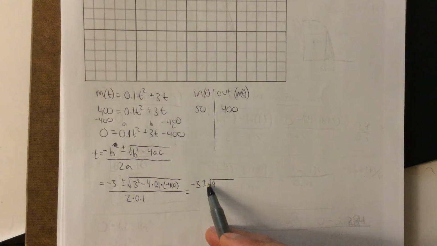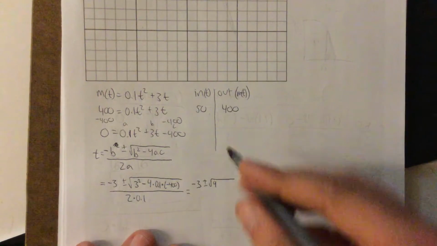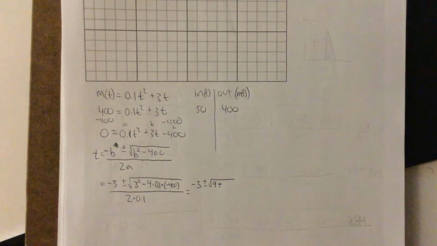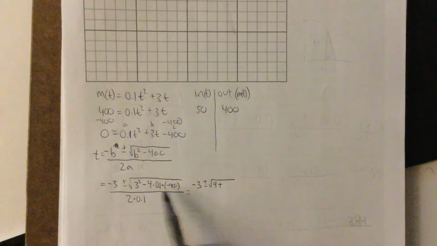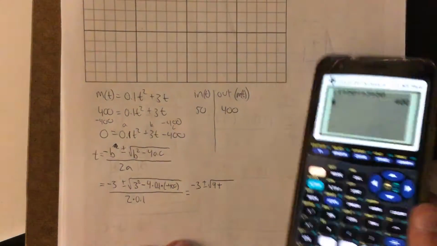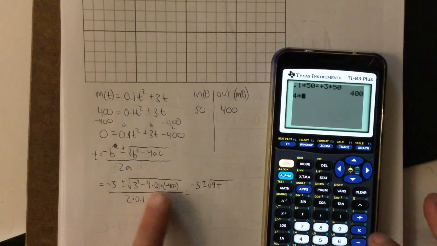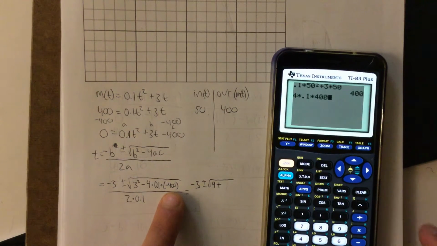Then, okay, we know a negative times a negative is going to be a positive. Then I'm going to just multiply all these three things together in my calculator. I think it's going to be 1200. Let's see. 4 times 0.1 times 400. No, it's going to be 160. There it is. Okay, great.